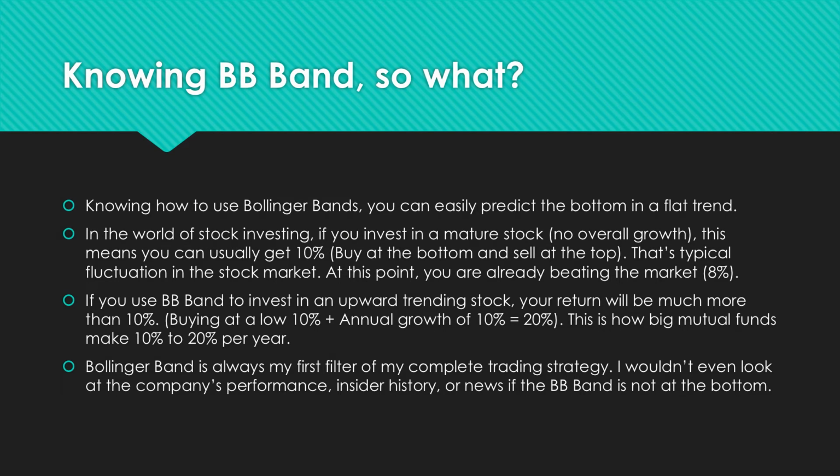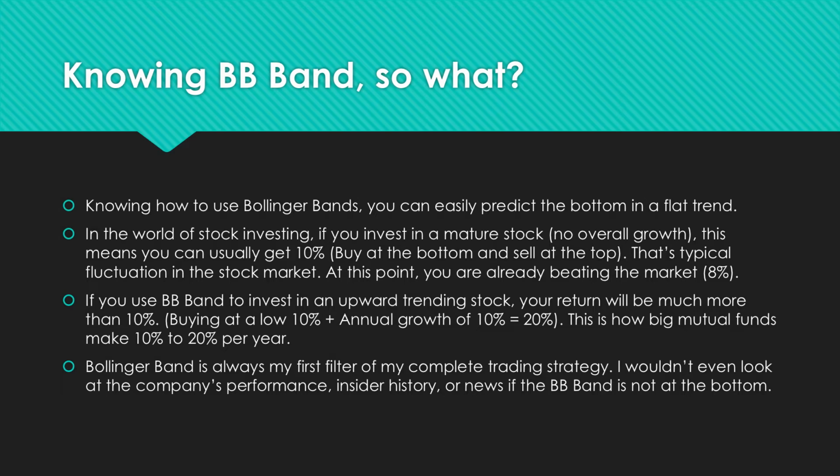Okay. So what does it mean to you? Now you know how to use Bollinger Band. You can easily predict bottoms in a flat trend. So in the world of stock investing, if you're just looking at a stock that has zero growth and you just buy at the bottom based on a natural fluctuation, you would already make 10% if it reaches the top and then back to the bottom.